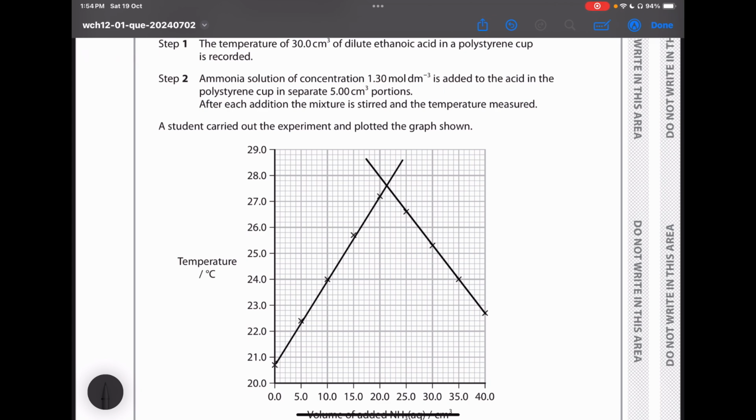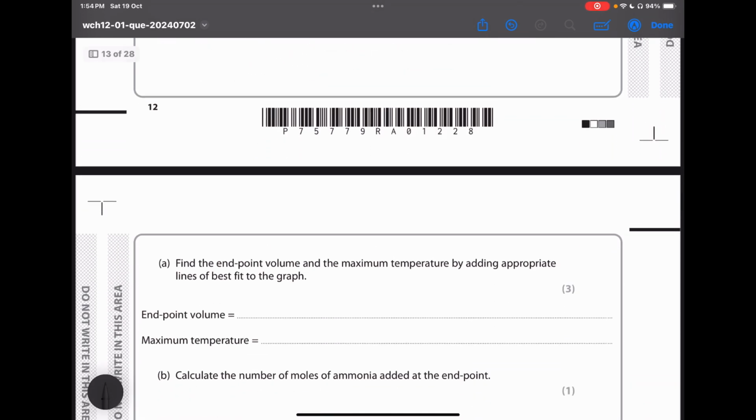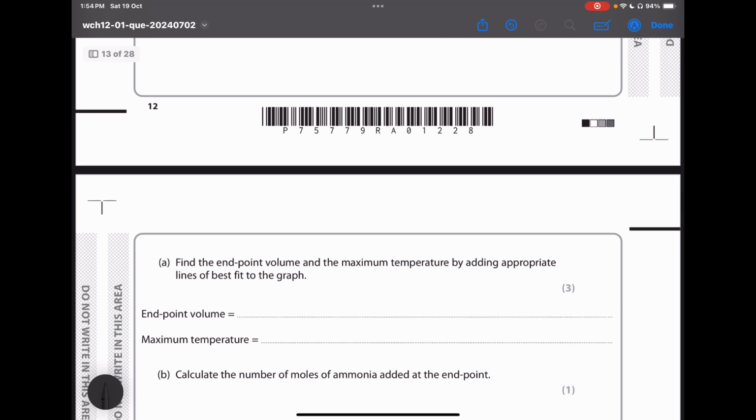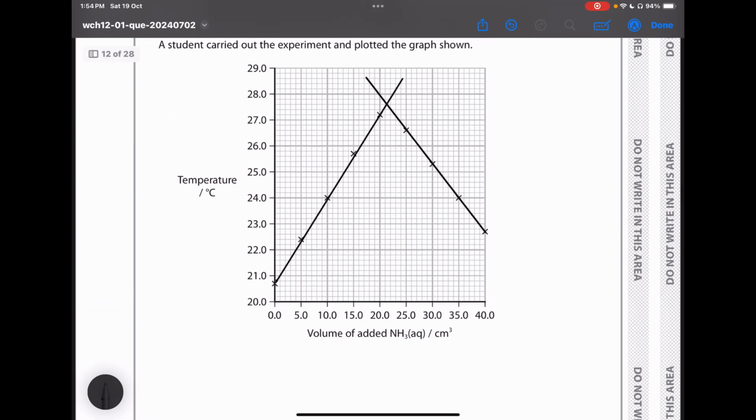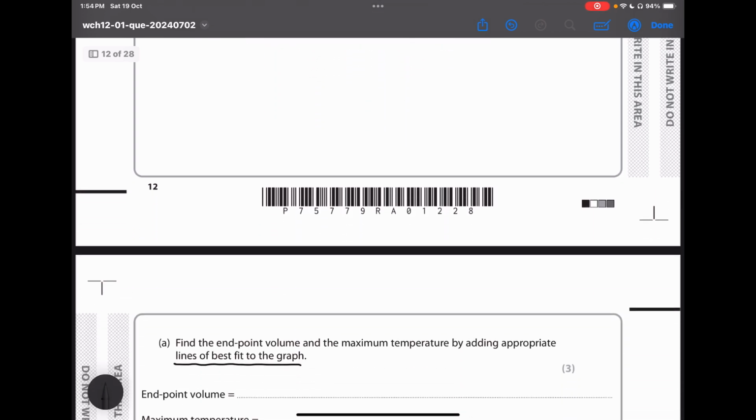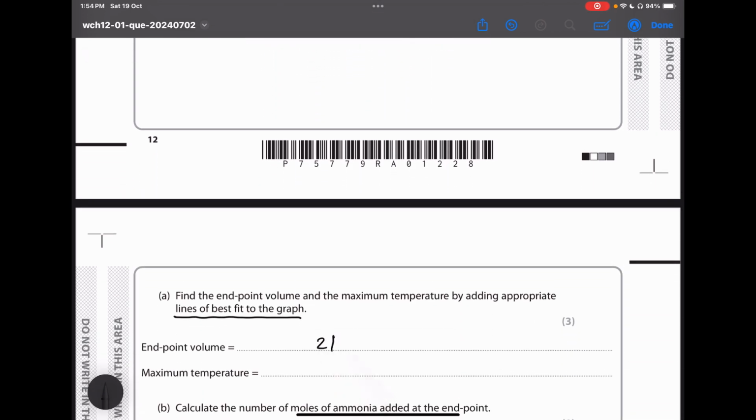For simplicity, I have already drawn the two crosses, and the students actually plotted the graph over here. Next, find the end point volume and maximum temperature by adding appropriate lines of best fit to the graph. So they are telling you to do this one, which I have already done. Now the end point volume is going to be straight to this one, which is about 21 cm cube here. So endpoint volume is 21 cm cube, or 21.5, you can give it.